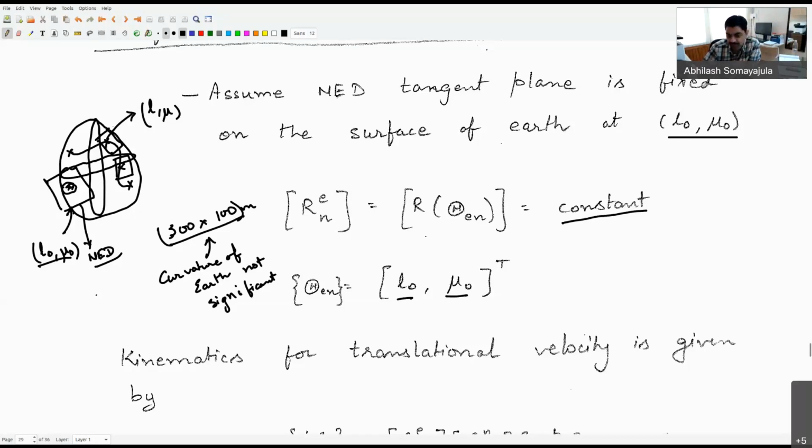An example would be, suppose I wanted to look at ASV navigation for my craft in the lake on the campus. I may put my base location L0, mu 0 as the department. Let the department be the point where I fix my base value, and from there I measure the change in longitude and change in latitude, and I want to convert that into a distance in the NED frame.